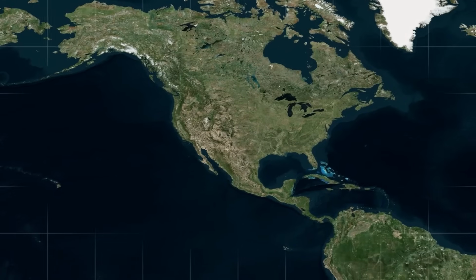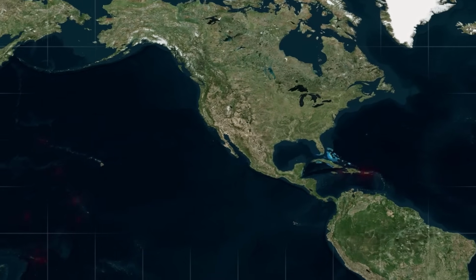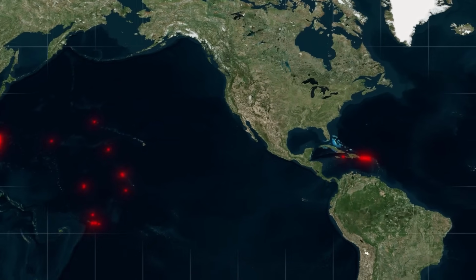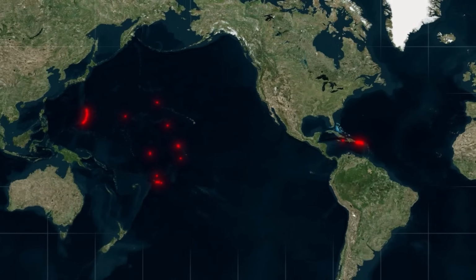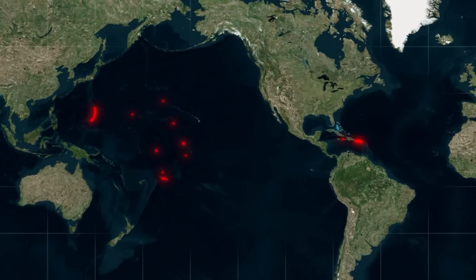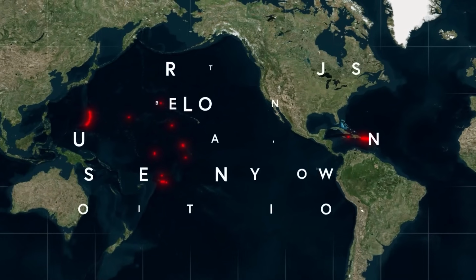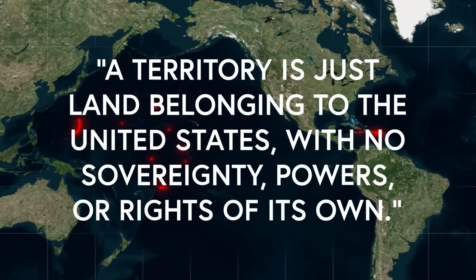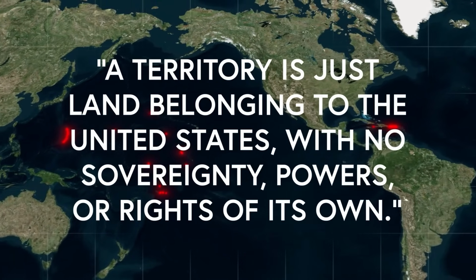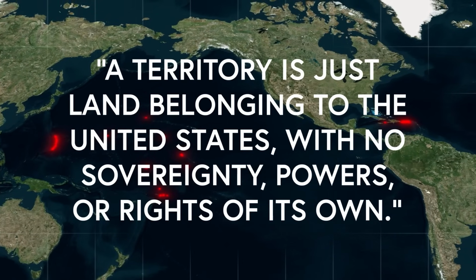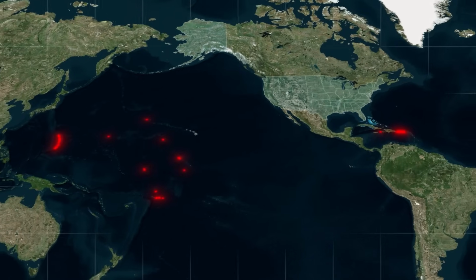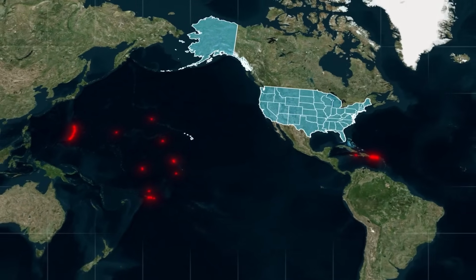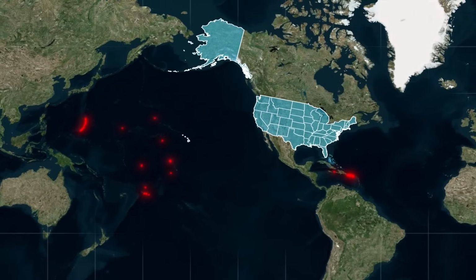It can be hard to reconcile the U.S. possession of territories with the ideals of democracy and freedom supposedly championed by our founding fathers. Legally, under the Constitution, a territory is just land belonging to the United States, with no sovereignty, powers, or rights of its own. Territories are thought of as possessions of the U.S., a lasting effect of American expansionism.